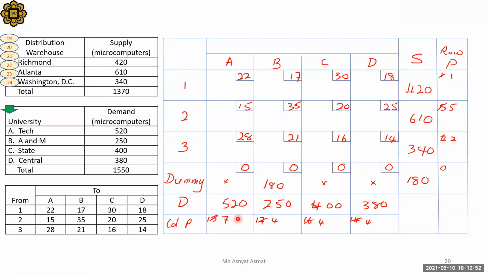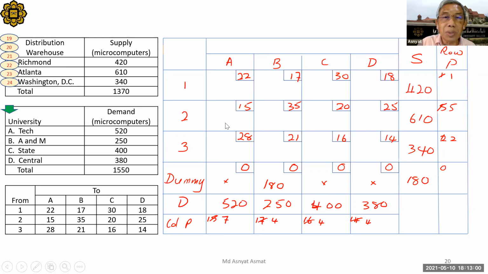7. Where's the next lowest cost from here? 15. So how many units are we going to transport here? 520 required, can supply 310. Use as much as possible: 520. Okay, no need anymore.